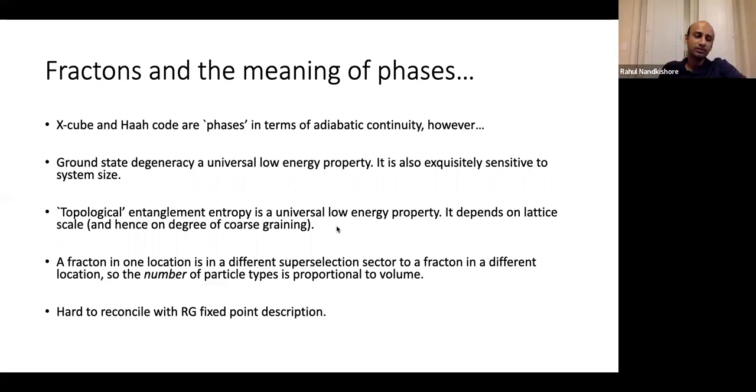Yeah. So the fractons are not eigenstates of momentum. And every state with a particular distribution of fractons is in its own superselection sector. So yes, it's formally true that you have translation symmetry, but translations actually change which superselection sector you're in.